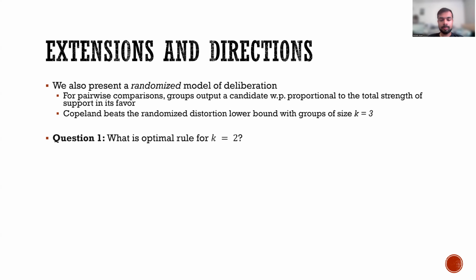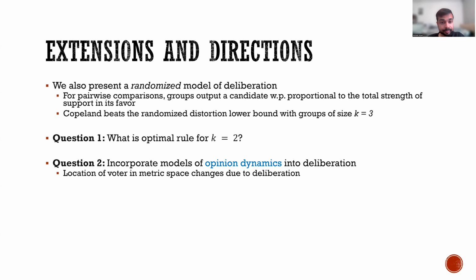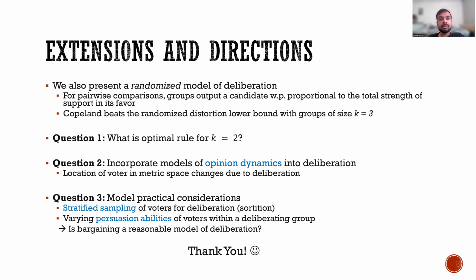So we have some interesting problems which are open from this work, and the first problem is, can we find an optimal rule for the case where only 2 voters deliberate? Another important question is, can we incorporate the case where the opinions or the positions of the voters actually change after deliberation? So in this case we will have to calculate the distortion on the new positions of the voters. And another question is, can we have a more realistic model of deliberation? And there are many practical questions which need to be answered when something like this is implemented in practice.